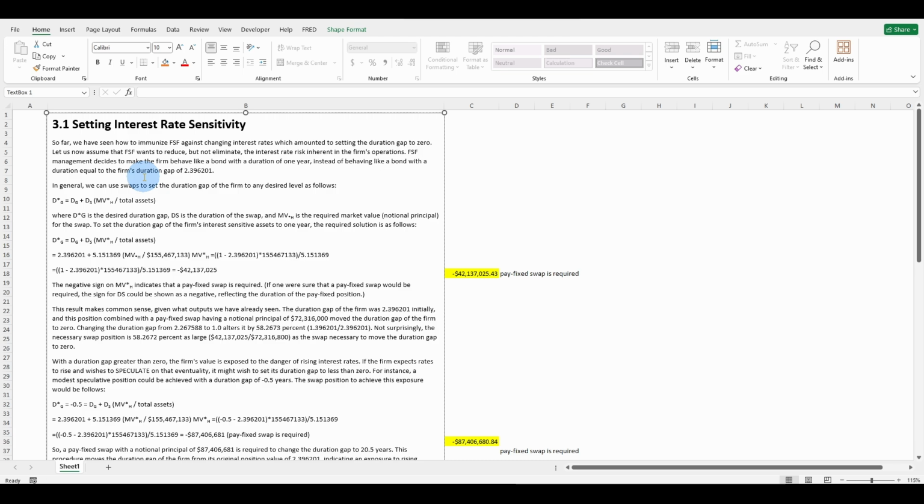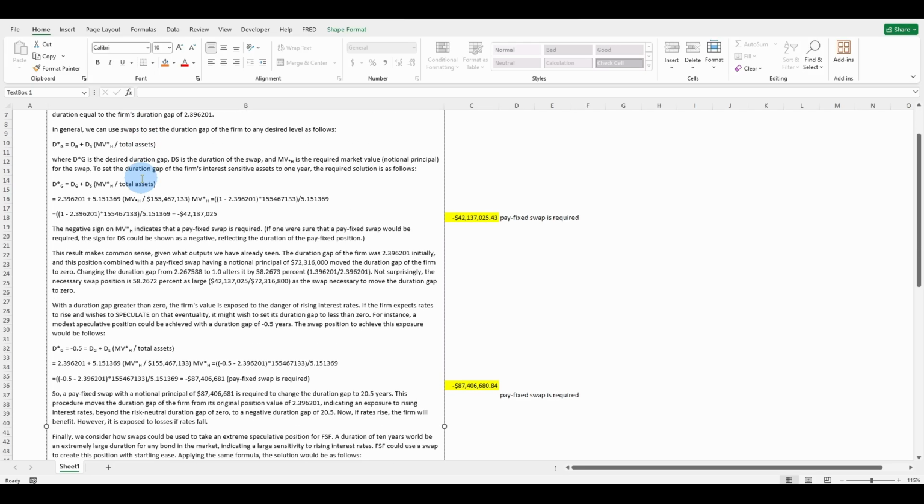In general, we can use swaps to set the duration gap of the firm to any desired level as follows. D*G = DG + DS × MV / total assets, where D*G is the desired duration gap, DS is the duration of the swap, and MV is the required market value, the notional principal, for the swap. To set the duration gap of the firm's interest-sensitive assets to 1 year, the required solution is as follows.